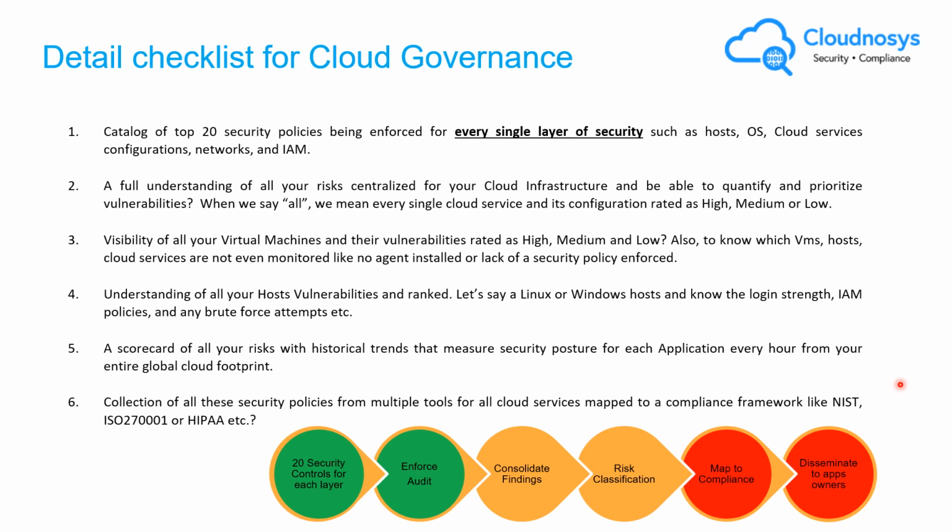I'm not going to read out these 6 bullets, but at the bottom you can see I have summarized it: 20 security rules for each layer. Enforce and audit, and make sure that it's running. It's going to generate findings. You need to consolidate those findings, then put them into a risk register or risk classification.